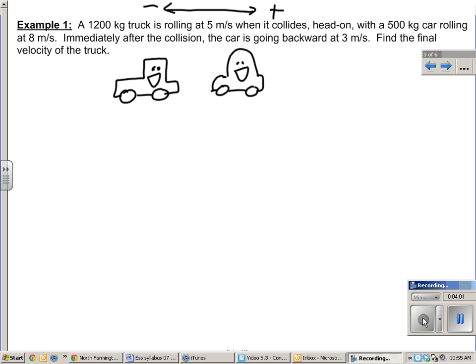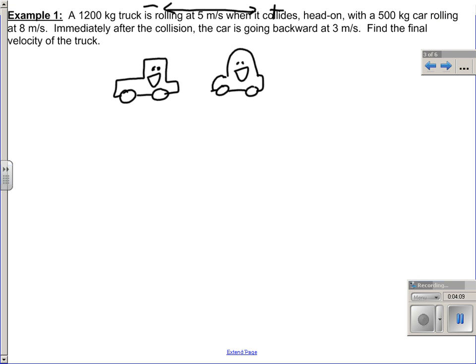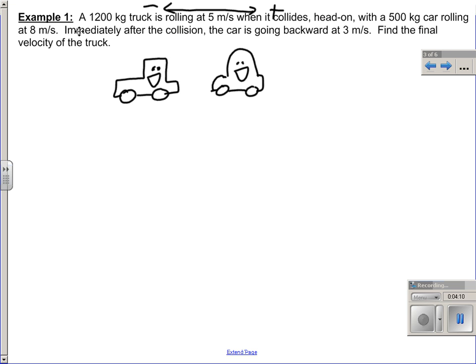All right, so there's my drawing. I'm going to, in addition, use this drawing to help me organize the information. So I'm going to write down what I know. We've got a 1,200 kilogram truck. So mass of truck equals 1,200 kilograms.